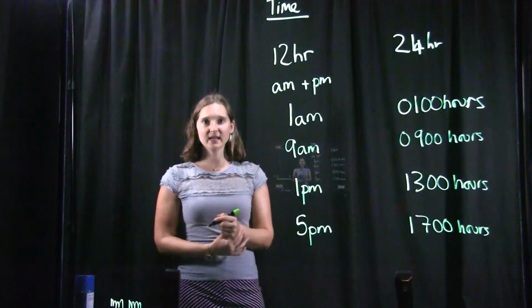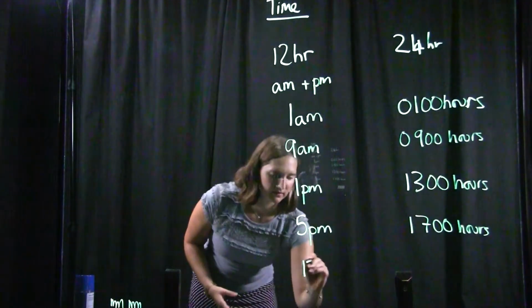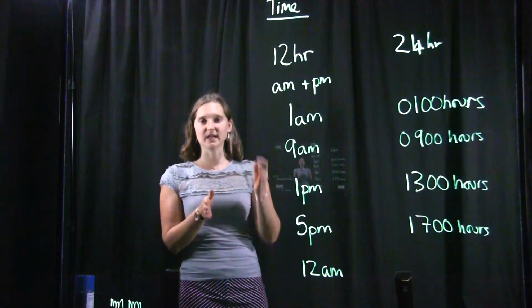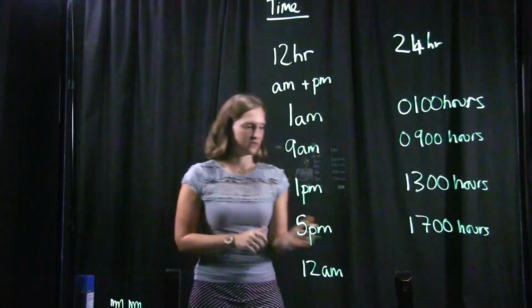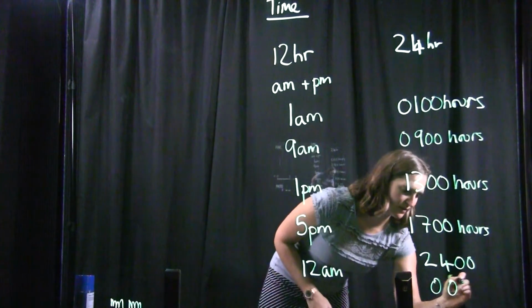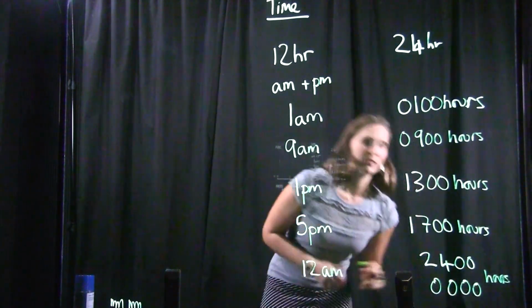The one that can get a little bit confusing is 12 AM or midnight. So technically the day finishes at the same second as a new day starts. And this can be represented in 2 different ways. We can either have 2400 or 0000. Both are correct.